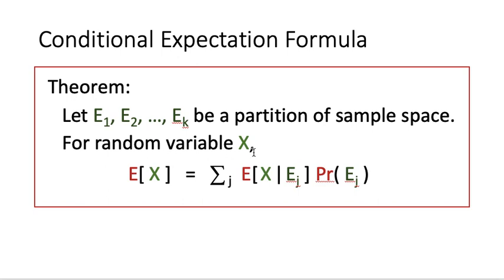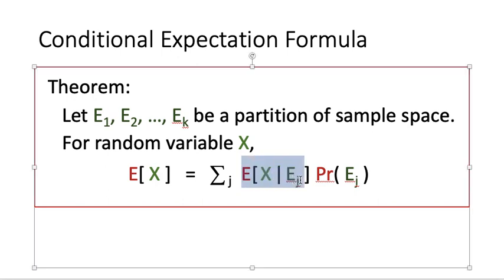Now, for a random variable x, expected of x is always equal to the weighted sum of the expected of x given Ej. So what is the corresponding weighted value? Expected of x given Ej is weighted by the chance that Ej happens. Actually, this corresponds to something that happens in real life. Suppose that I want to find out the average height of all the students in two classes, Class A and Class B.